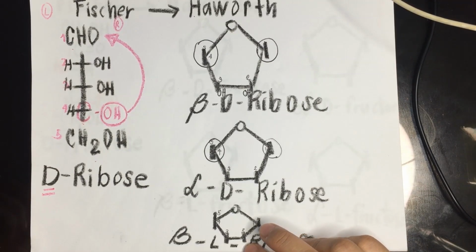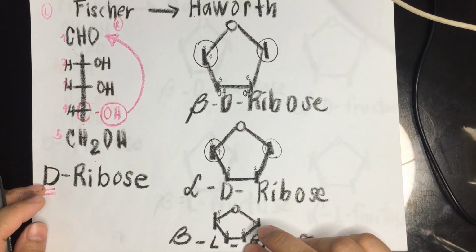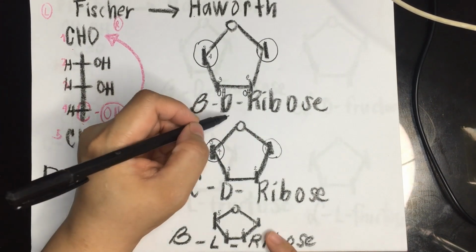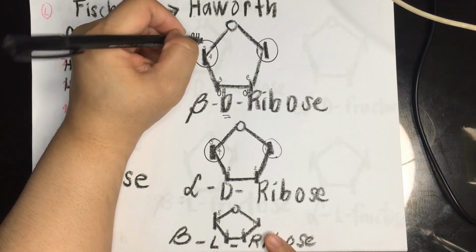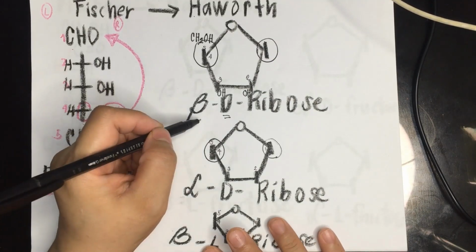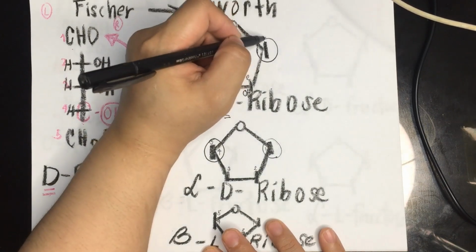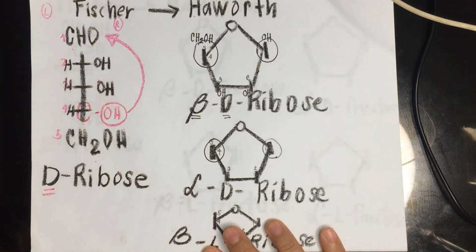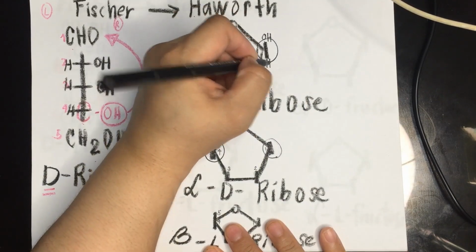Next, we are now going to proceed with the circled ones. It is in D configuration. It means that if it is in D configuration, our terminal CH2OH will be on top. Next, it is in beta configuration. It means our hydroxyl group is placed on top. Okay, so we are now going to complete our hydrogen bonds. So this is for hydrogen bond.